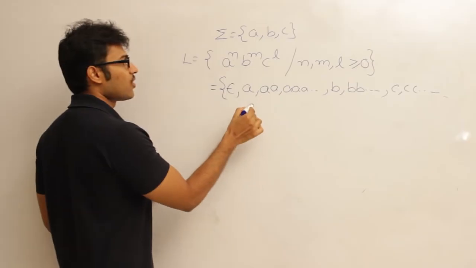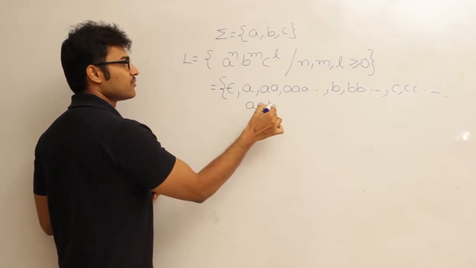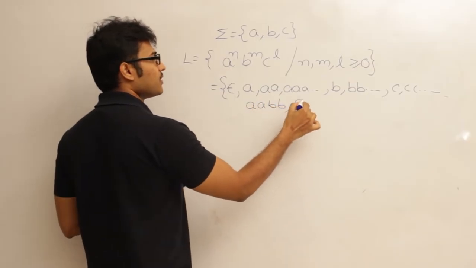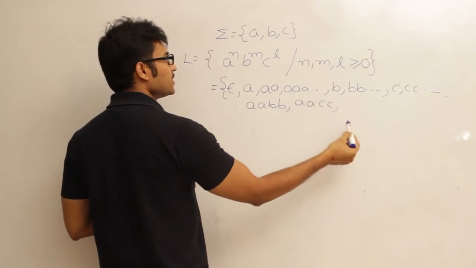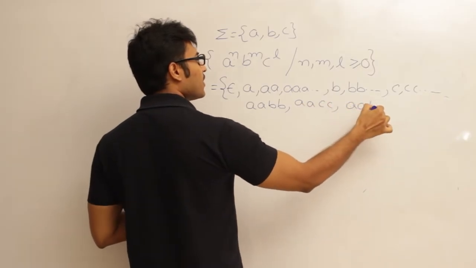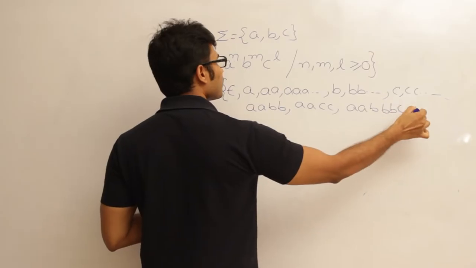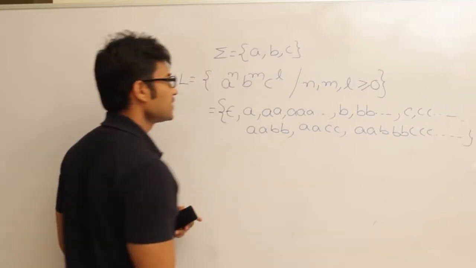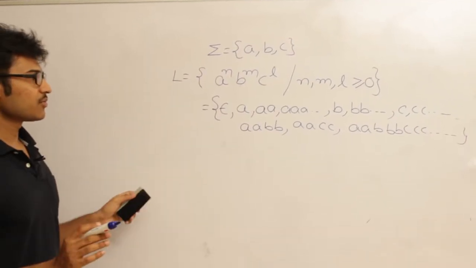Or it can even be a combination of any number of a's followed by any number of b's, or any number of a's followed by any number of c's, or any number of a's followed by any number of b's followed by any number of c's. So the language is infinite. So all the combinations are possible.